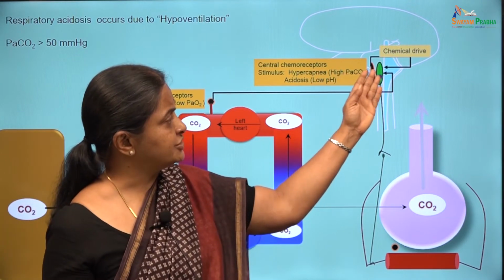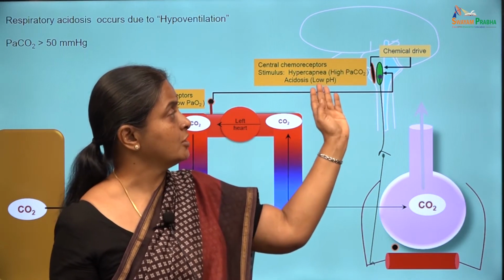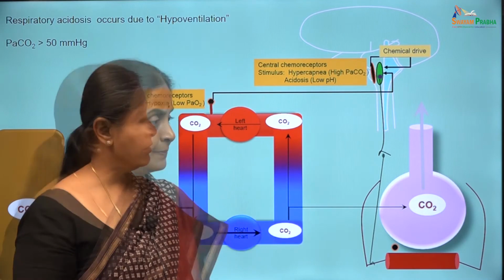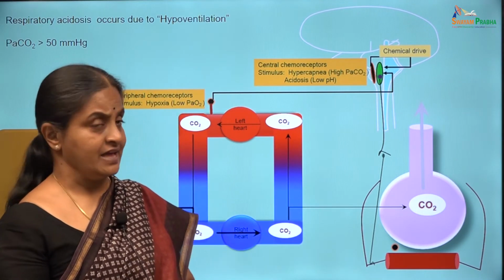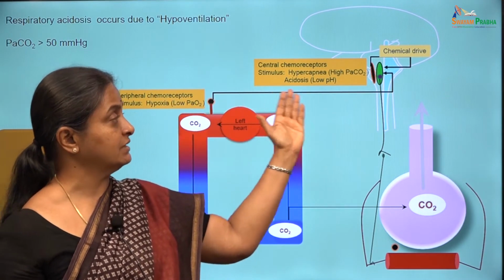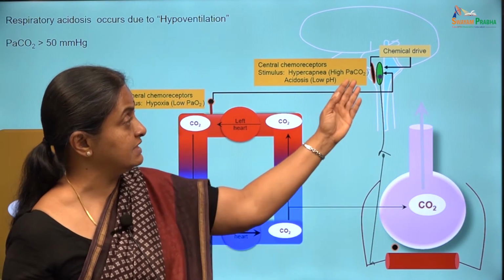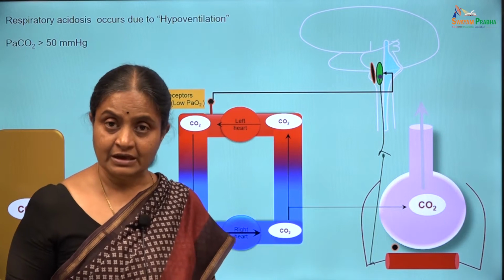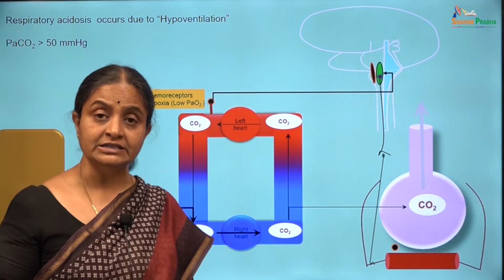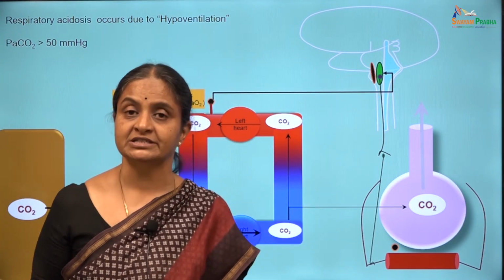This stimulus driving the respiratory center is called the chemical drive, where carbon dioxide or acid drives the respiratory center. The other drive is the hypoxic drive, where hypoxia can drive the respiratory center. In respiratory acidosis, we just considered that the chemical drive is somehow not working. That is why carbon dioxide is built up.